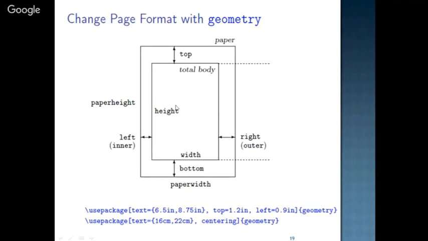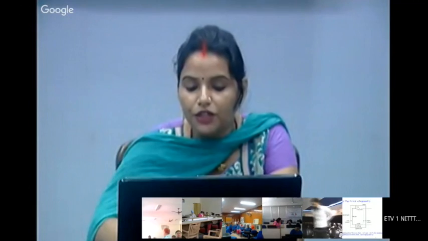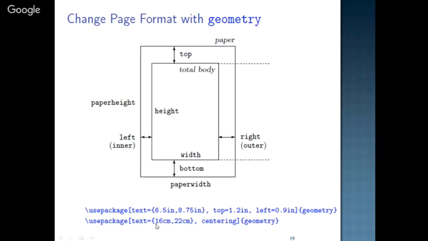After that, for the margin of the paper, here you have to use the geometry package. Then you have to first define the size of the paper. Then you can define the top margin, left margin, and you have to give the command in curly braces, geometry. Another option, if you want equal margins for all four sides, is to define the paper size and then centering. Then all the margins will be the same for all four sides.